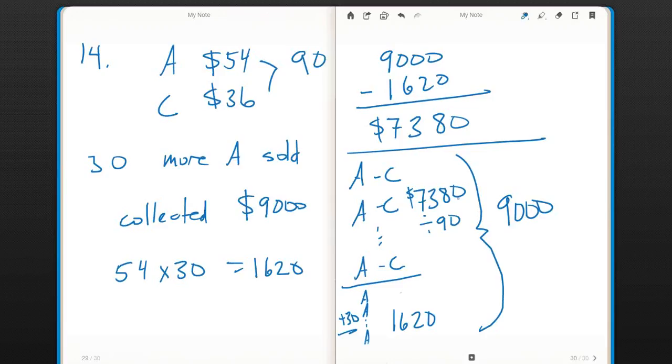divide it by 90, then that will tell me how many pairs of tickets were purchased. I didn't buy them, somebody bought them. And if you do 7,380 divided by 90, you get 82. 82 is the amount of pairs. 1 pair, 2 pairs, all the way down to 82 pairs of tickets.